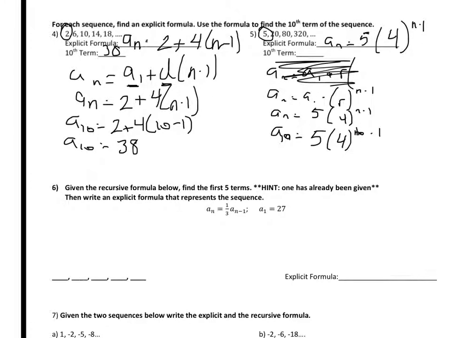262,144. Multiply that by 5, which is that first number, and we have our 10th term, which is pretty crazy. 1,310,720. I know that seems huge, but think about what's happening here. We're multiplying by 4 nine times over. That's going to be a huge number.